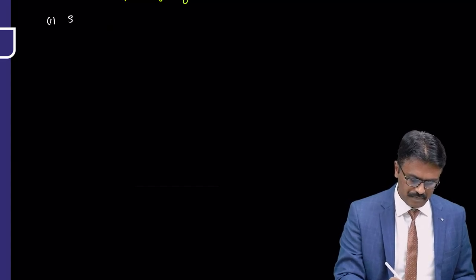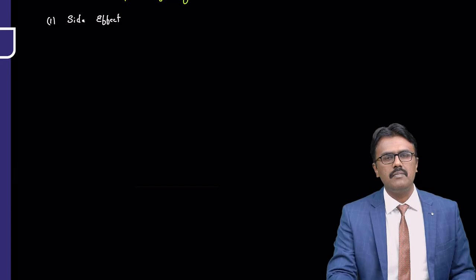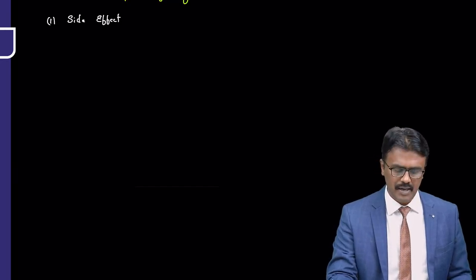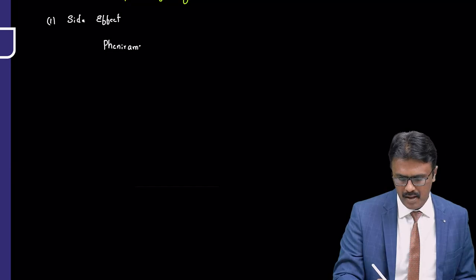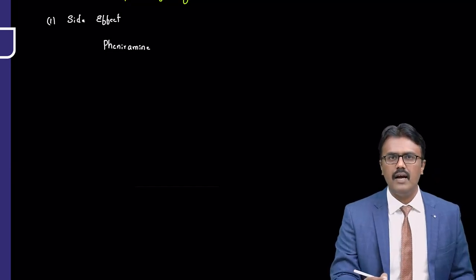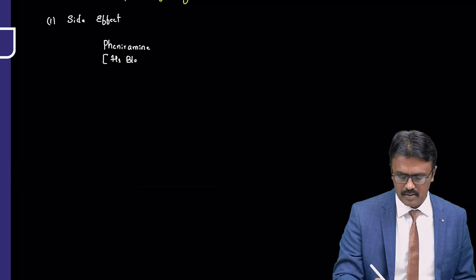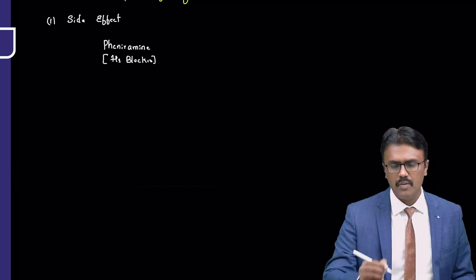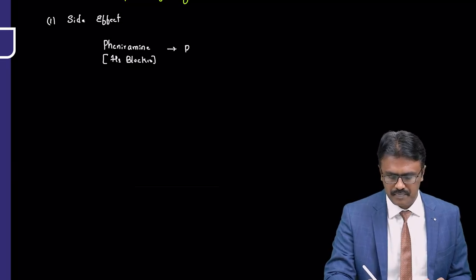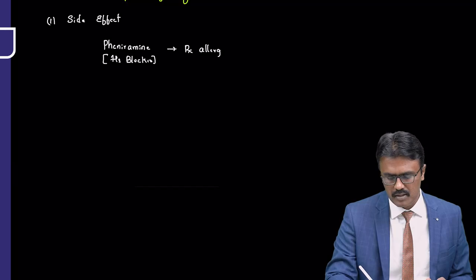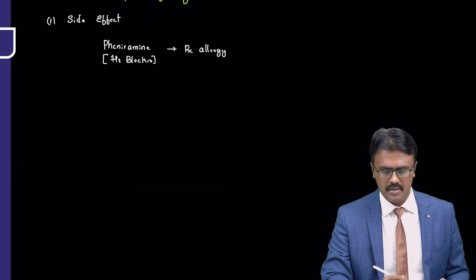The first one is the side effect of the drug. What do you understand by side effect of the drug? Let me take an example. Example is phenyramine. Now what is phenyramine? It is an antihistamine. So it is an H1 blocker, or what we call antihistamine. Now because it blocks histamine, it is used in the treatment of allergy. So we use it to treat allergy. You know that histamine is a mediator of allergy and we block it.